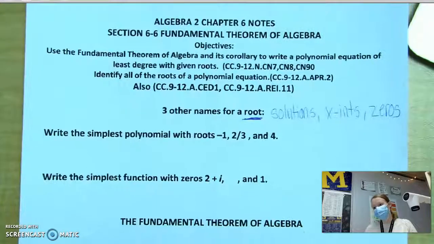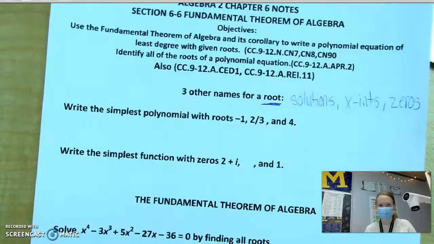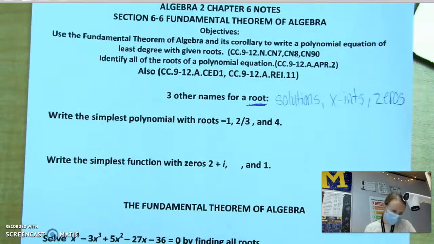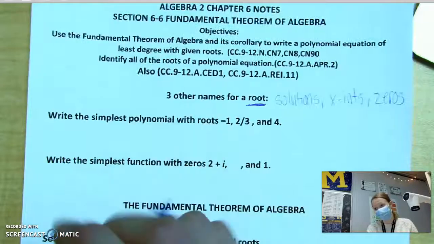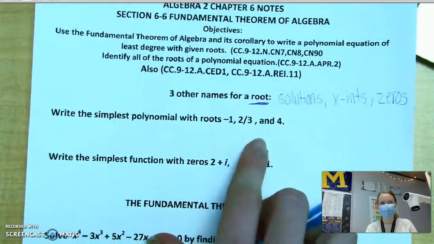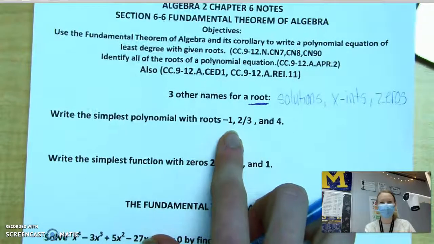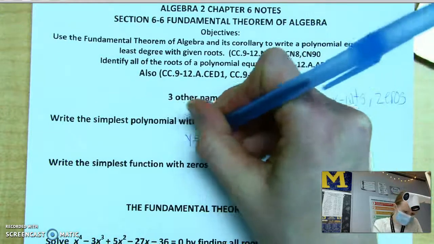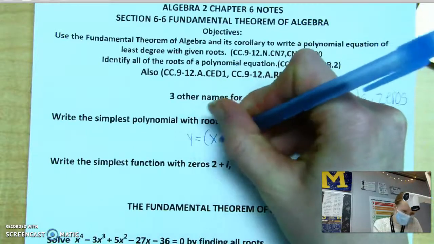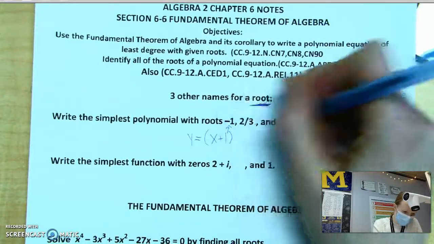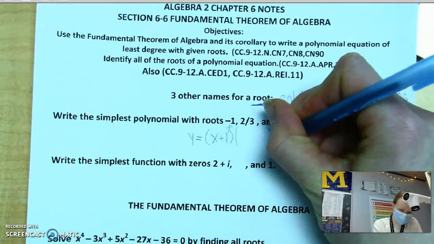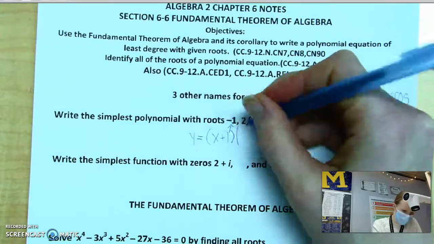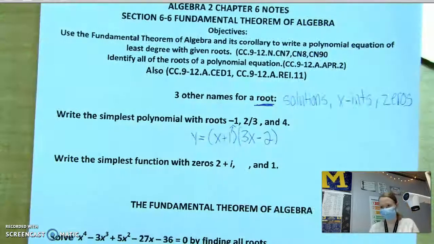And then if you are trying to write the simplest polynomial with the roots -1, then 2/3, and then the number 4, we actually did this in Algebra 2 in the quadratics chapter. So if we have a root which is -1, that means that your original function had a factor that was a positive one. Remember, they're opposites. For 2/3, I would have to add the 2 to the other side and then divide by 3, and the opposite of that would be 3x minus 2.